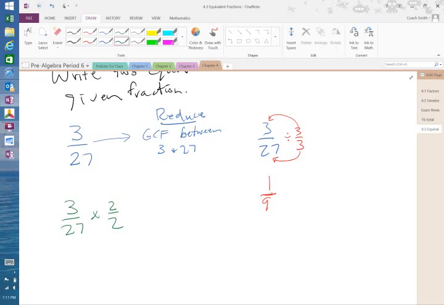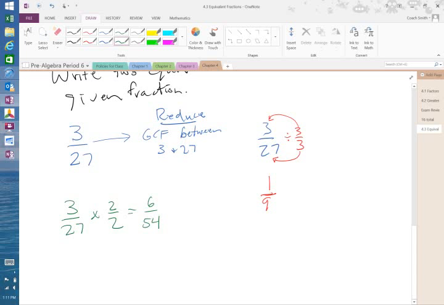So for our purposes, okay, understand that I could increase that fraction by multiplying by any fraction that was equal to 1. But we're going to use 2 over 2. Okay, that way we'll all have the same answers tomorrow on our papers. So when I multiply that by 2 over 2, that gives me 6 over 54.